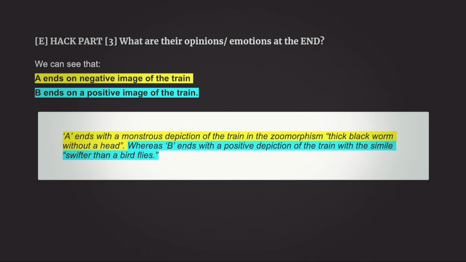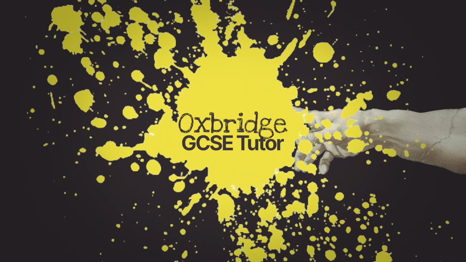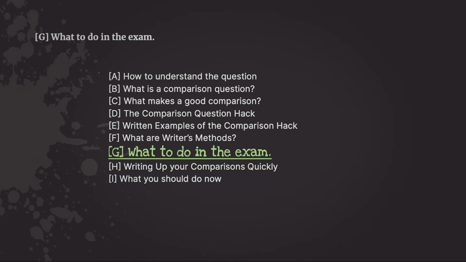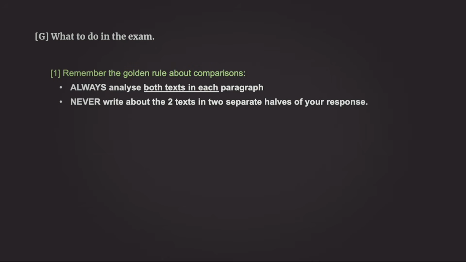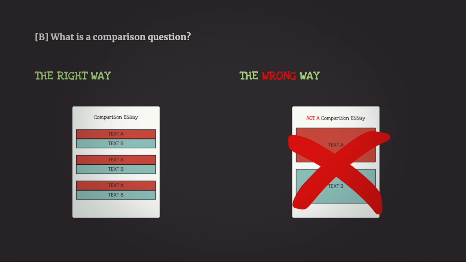This brings us on to part G. What to do in the exam. Now, in the exam, you've walked in, you've sat down. Remember the golden rule about comparisons. Always analyze both texts in each paragraph. Never write about the two texts in two separate halves of your response.